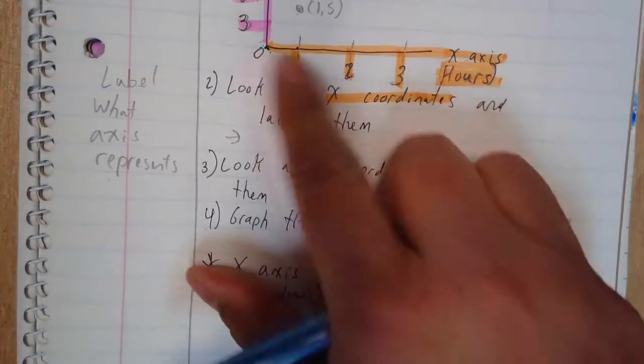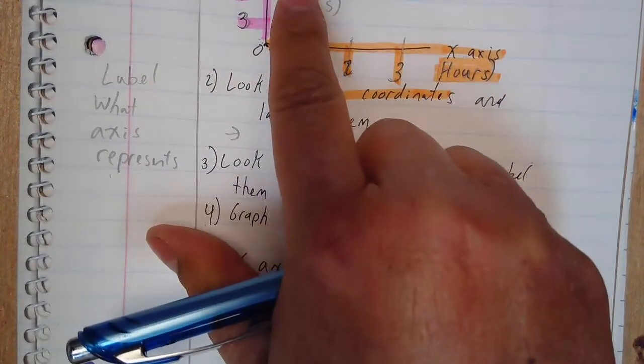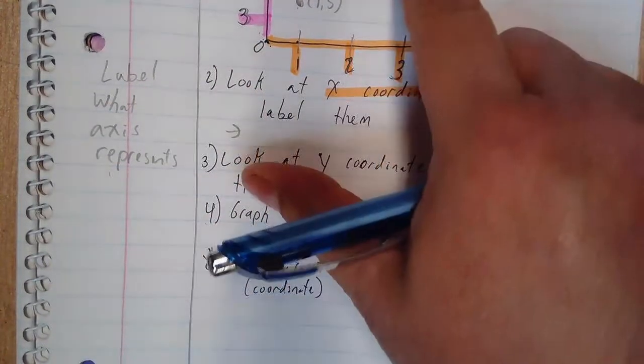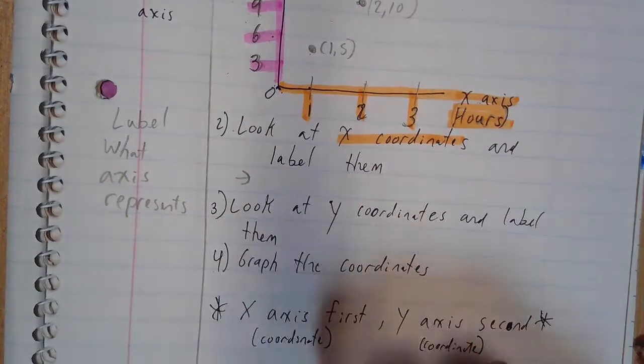So, x-axis first. 1, 5. That's done. 2, 10. 3, 15. By the way, it might help if you do that. Actually, physically do it with your fingers. Right? And sometimes you'll go across or down. But it's always x first, y next.